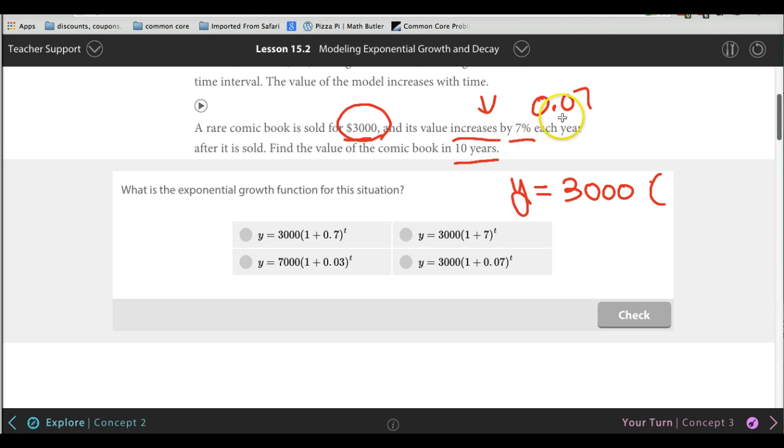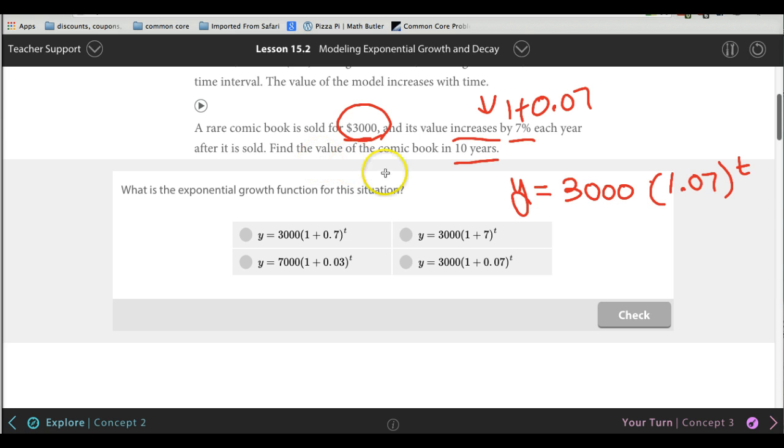0.07. But I talked about this, how if you just multiply 0.07 to 3,000, it's going to be less than 3,000. That is how much it increases by. So you have to add that to the 1. So that's going to be 1.07 raised to the power of t. But hey, that was yesterday, and they gave us the answer.